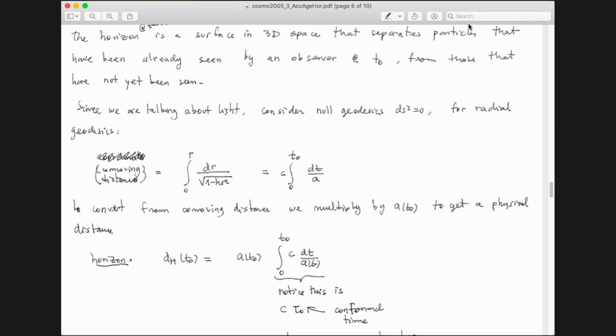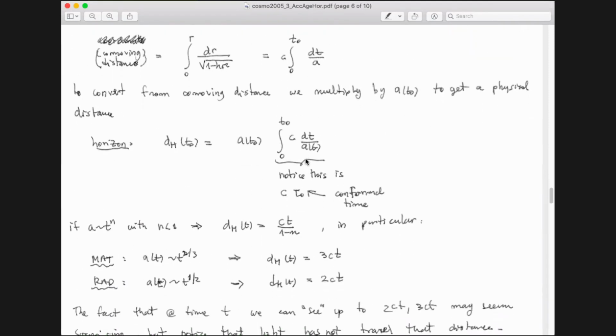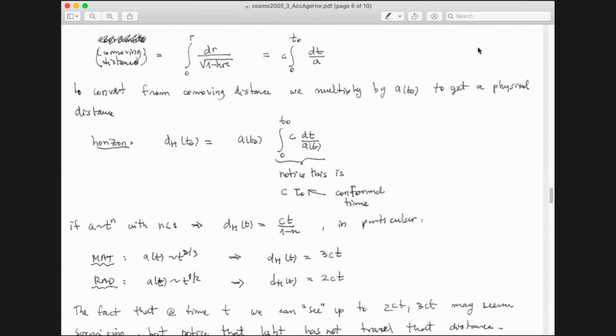Hello. Yes. Let me see the answer. The answer is the first one, 3 CT naught. It will not become t to the power 1/3 or anything. Can you hear me? So this is the answer.